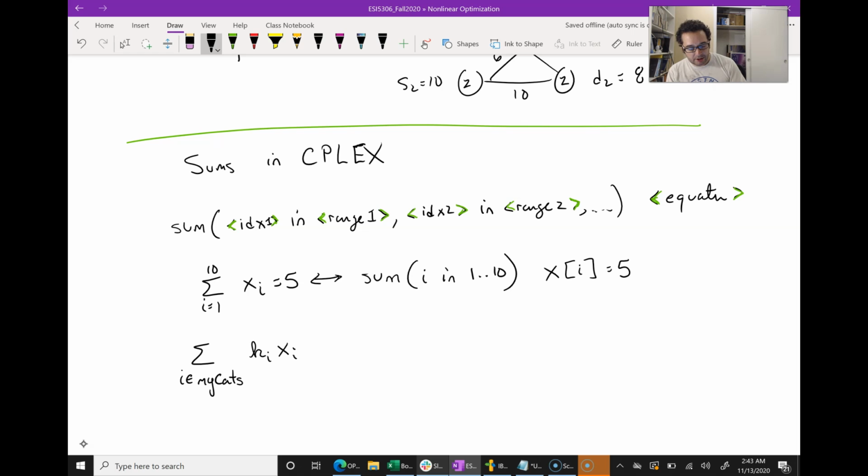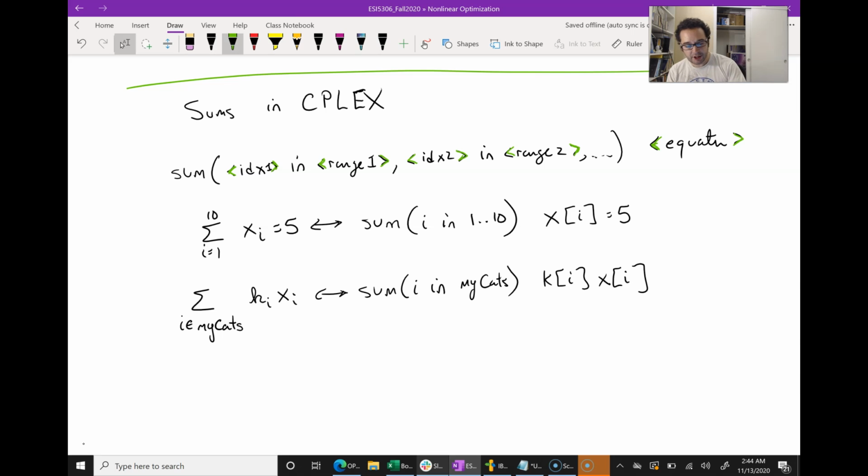So let's say this was our cost equation. So we could just write that as sum i in my cats. And again, this is just some range that we might have defined earlier. And so we'll multiply ki times xi. Okay, so it certainly works. And again, the assumption here is this is sort of a constant, and this is our decision variable, this x. So sorry, I should be pointing at the x. Okay.